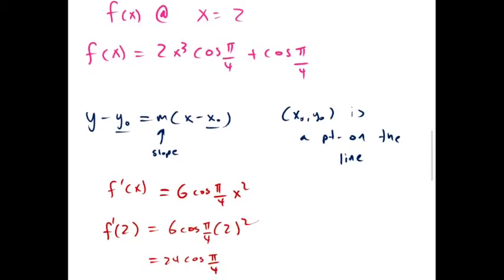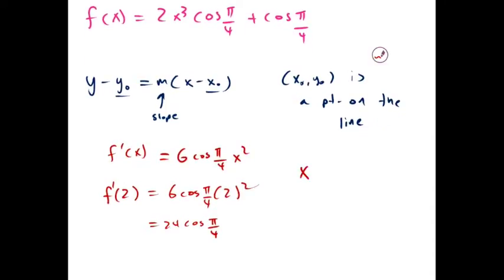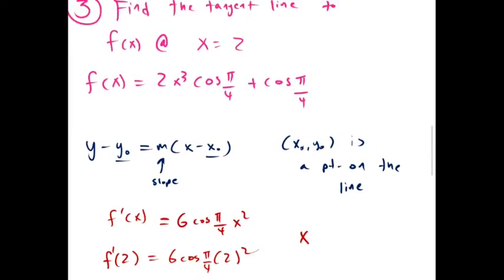And for our x0, y0, x0 can be whatever we want, really, as long as it's on the line. But since we know that this tangent line, let's say this is f of x, and this is x equals 2, has to touch f of x at x equals 2, our x0, y0 can be 2 and f of 2.